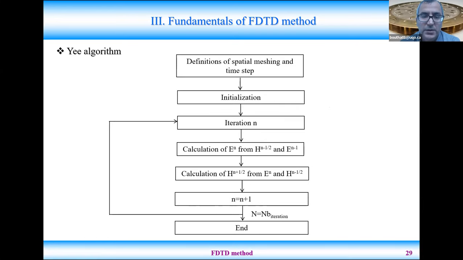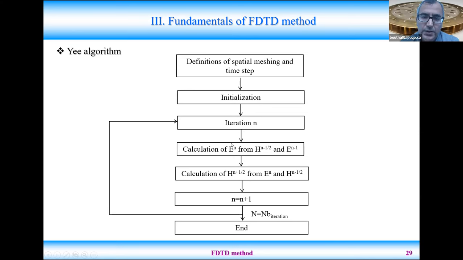And then we have this algorithm, the Yee algorithm. In the Yee algorithm, first we define the spatial meshing and the time step. Then we have initialization. Remember, it's the same thing that we had in the one-dimensional wave equation. We have to set the initial condition, and also define the spatial meshing and the time step. And then we have a time loop, an iteration with n representing the time.